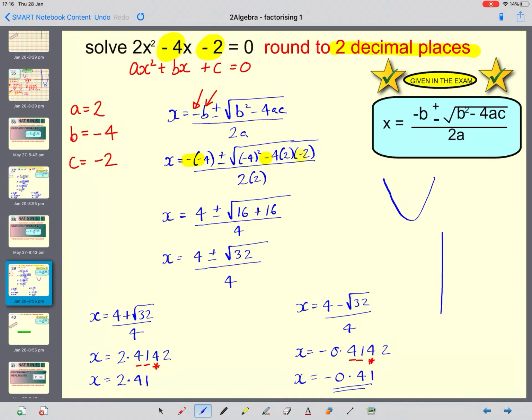And remember what that means then. It means you've got coordinate axes, and there's going to be a negative 0.41 and a positive 2.41, and this parabola should look like this here. Okay, so we use the quadratic formula when we are unable to factorize it because the numbers are too tricky. They're not nice friendly numbers.